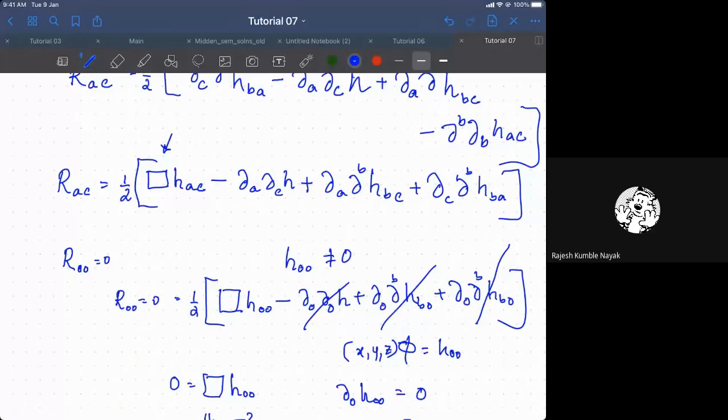If you are able to get rid of these extra terms, those can be got rid of by taking suitable gauges. This kind of trick we do even in electromagnetism to get the wave equation from Maxwell's equations. Okay, any questions?